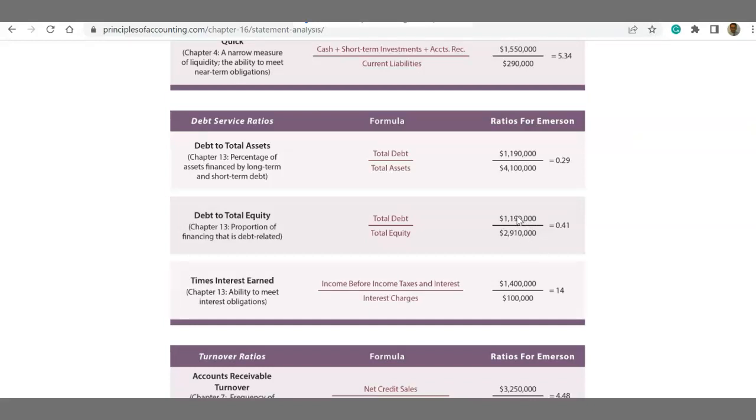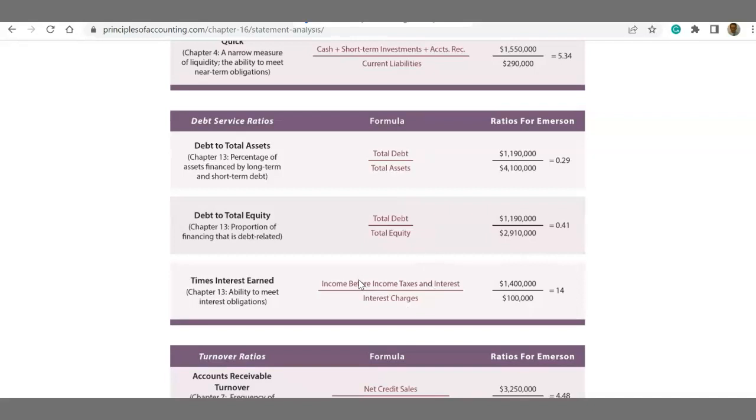And that's good, because if your debt is much larger, then you have obligation to pay that debt back. You have obligation to pay monthly interest, and that will put you in a risk because it will be considered as a high risk type of company. So debt to asset ratio, debt to equity ratio, those are solvency ratios.